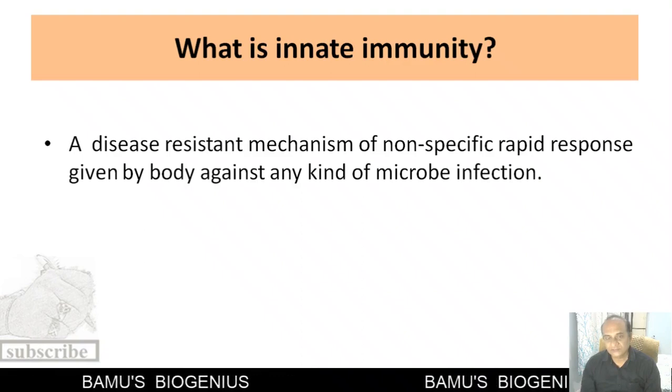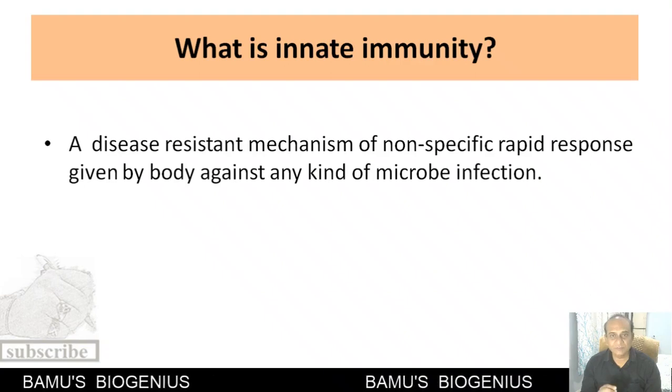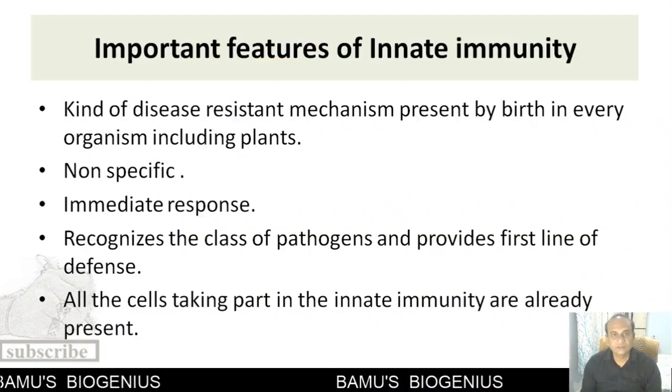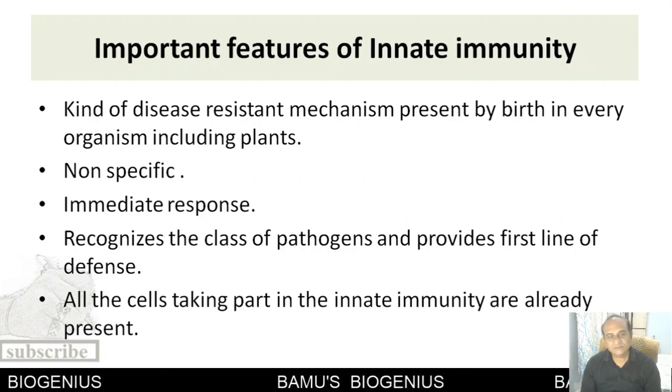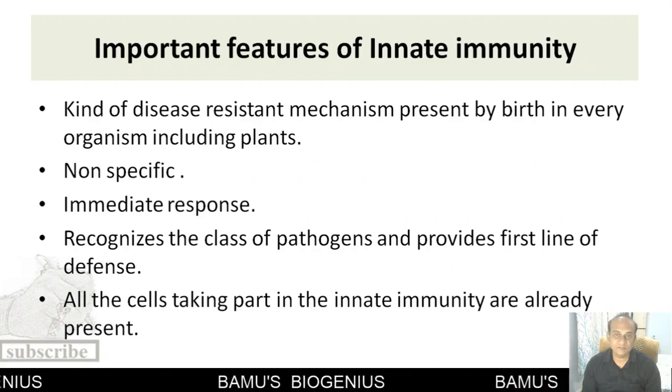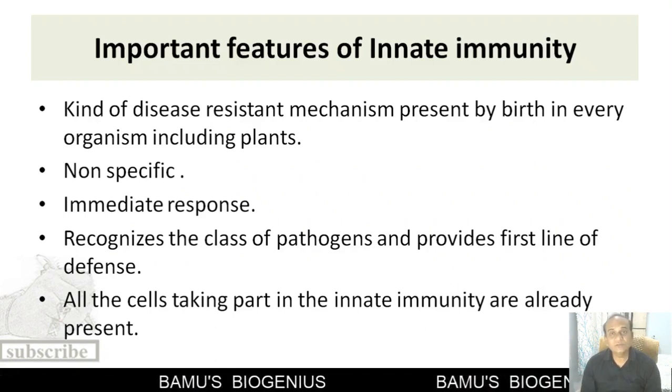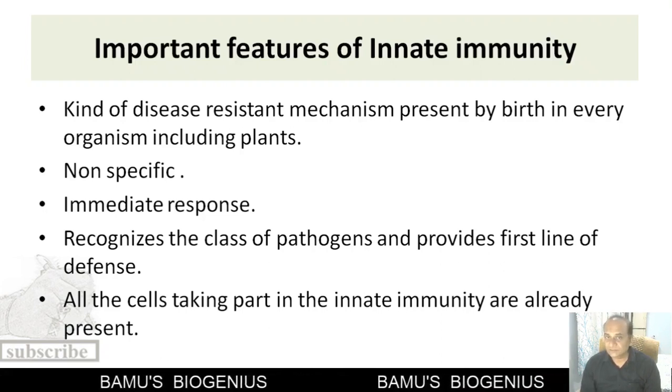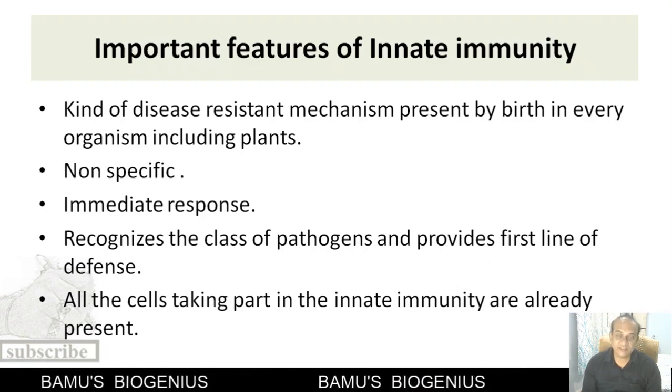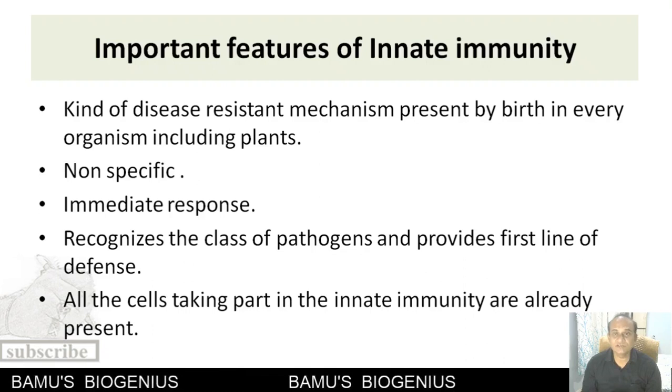Now to understand it a little better, we will have to see its important features. These are the important features of innate immunity. First, it is a disease-resistant mechanism present from birth in every organism, including plants. Another peculiar feature is that it shows an immediate response, and this response is non-specific.